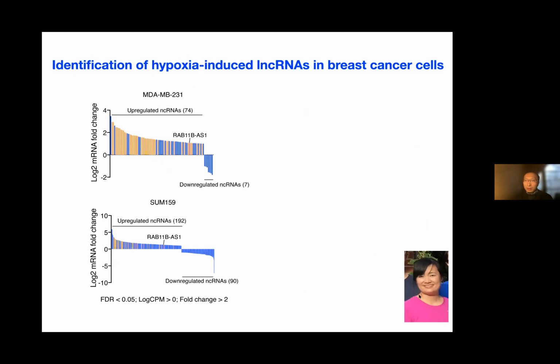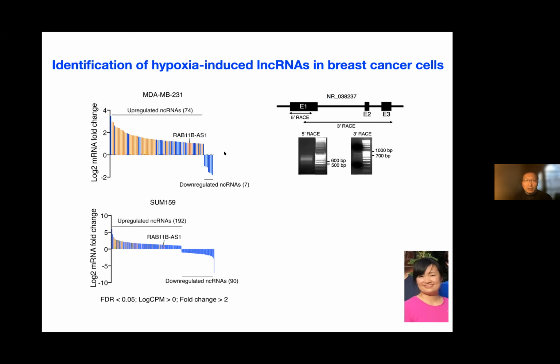My former postdoc, Yan Lin, did a transcriptional analysis using two breast cancer cell lines, MB231 and SUM159. She identified over 100 non-coding RNAs which are induced by hypoxia. From these two cancer cell lines, she found 45 non-coding RNAs overlapped. So we focused on those uncharacterized non-coding RNAs. And today I'll just show you one example, RAB11B and sense1.